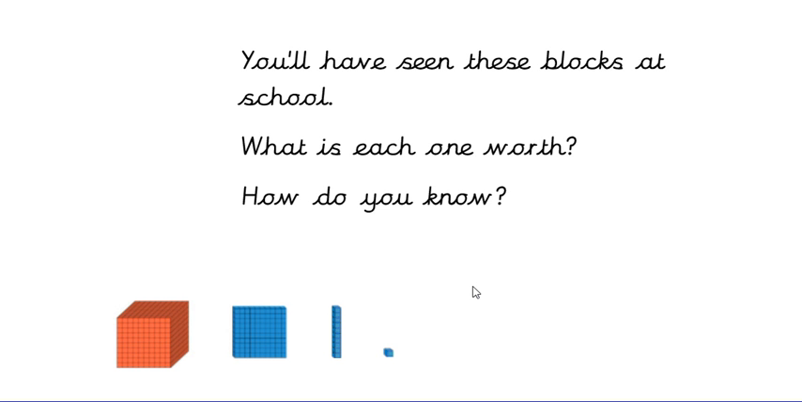Okay, we're going to start really simple by having a look at some of the Dienes apparatus, or the blocks that you use in school. So I'd like you to have a think about what each of these blocks is worth and how you know that. We'll start with this one, and this one, and this one, and this one. And what this represents really is a place value chart. So we've got ones, tens, hundreds and thousands.